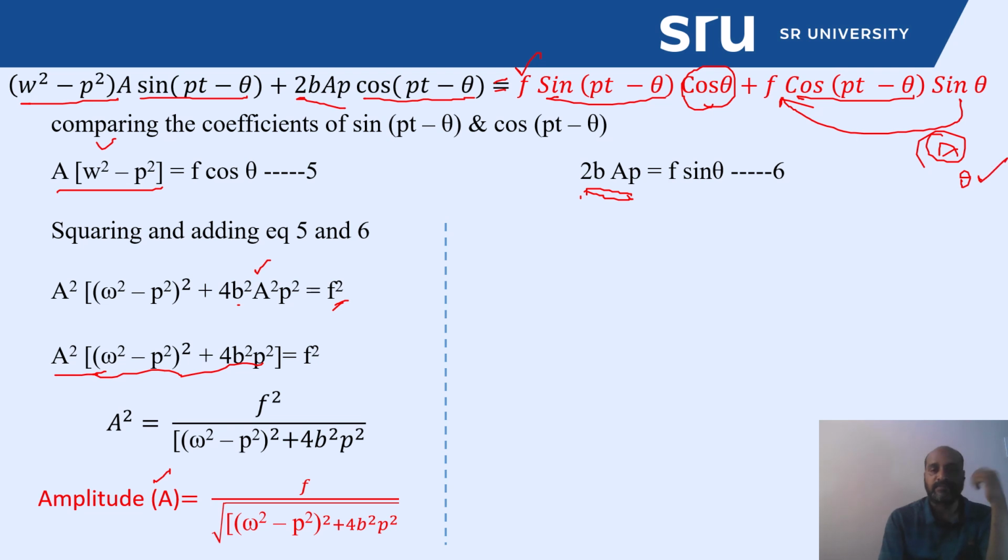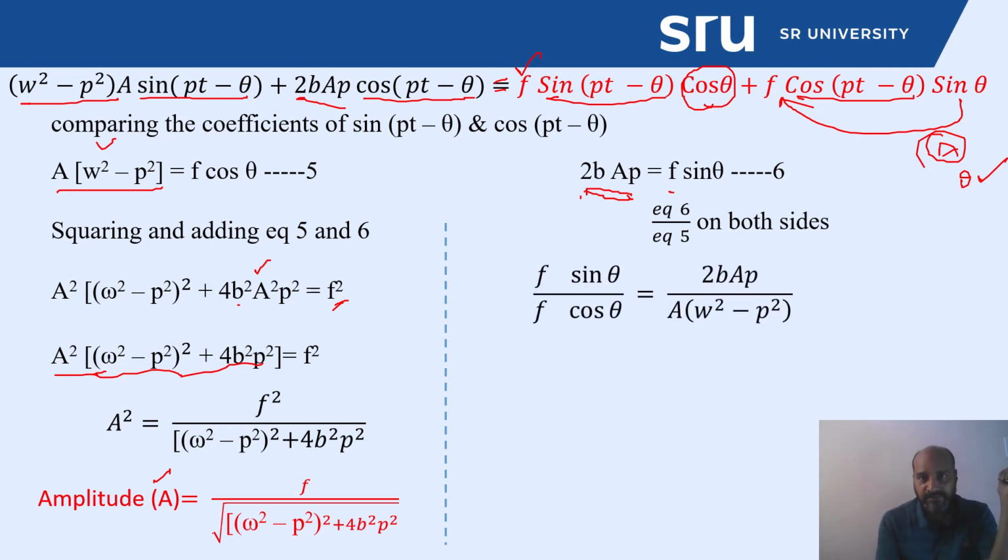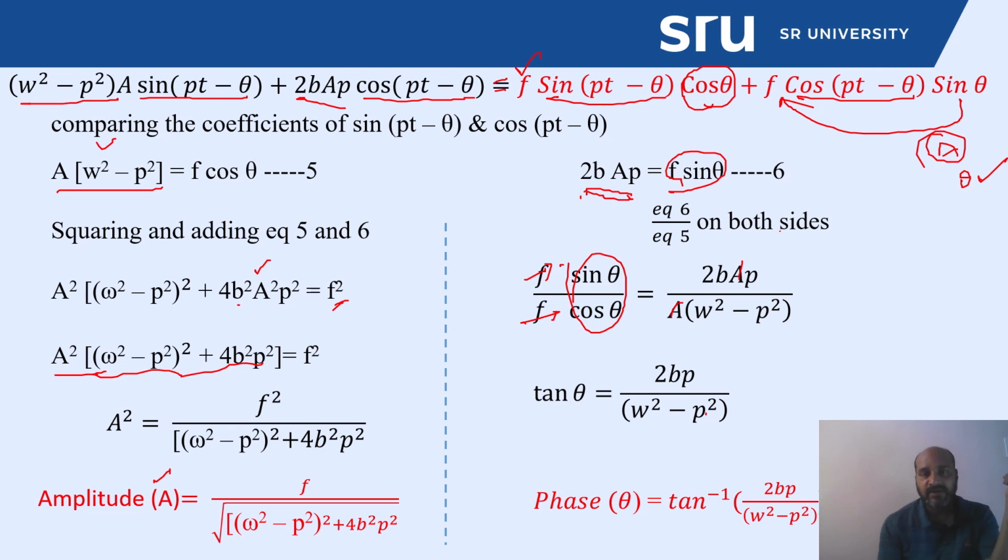Now we go with theta. For that, just divide equation 5 by equation 6 on both sides. On the right side, F sine theta by F cos theta. On the left side, 2bAp by A times (omega square minus p square). Of course, A and A will cancel. Sine theta by cos theta is equal to tan theta, and F and F will also cancel. After all the modifications, tan theta is equal to 2bp divided by (omega square minus p square). So theta will be the tan inverse of this value. Now we have calculated theta also.